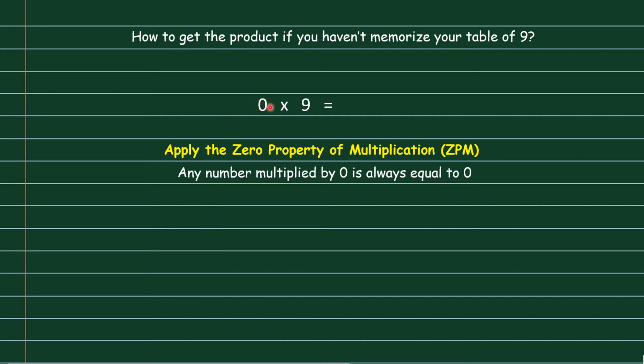Okay, we have here 0 times 9. For 0 times 9, you apply the zero property of multiplication, which we sometimes call the ZPM. ZPM states that any number multiplied by 0 is always equal to 0. Kaya kung meron kang number na minomultiply mo sa 0, ang sagot ay laging 0. So, yung 0 times 9 natin ay magiging 0.